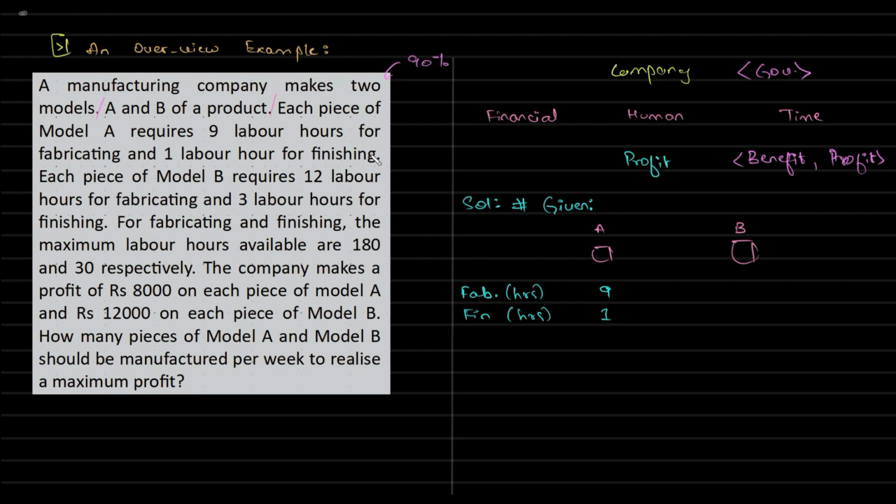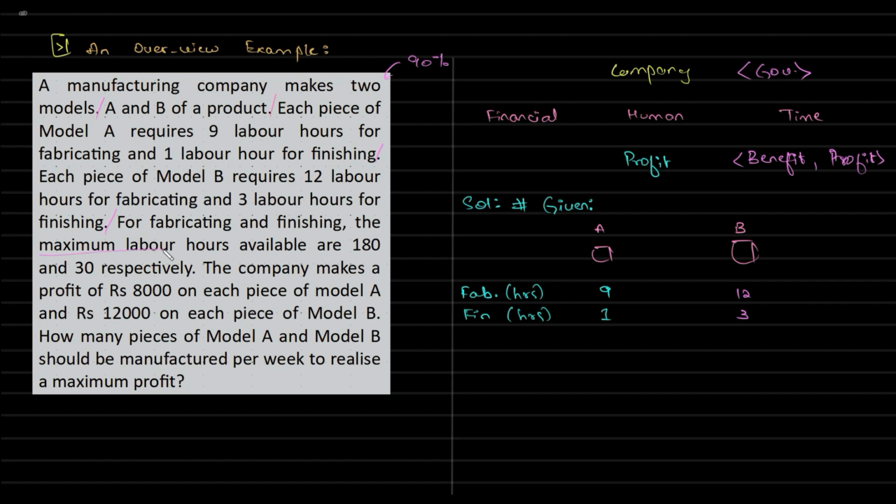While each piece of model B requires 12 labor hours of fabrication and 3 labor hours of finishing. This is your given. For fabricating and finishing, the maximum labor hours available are 180.